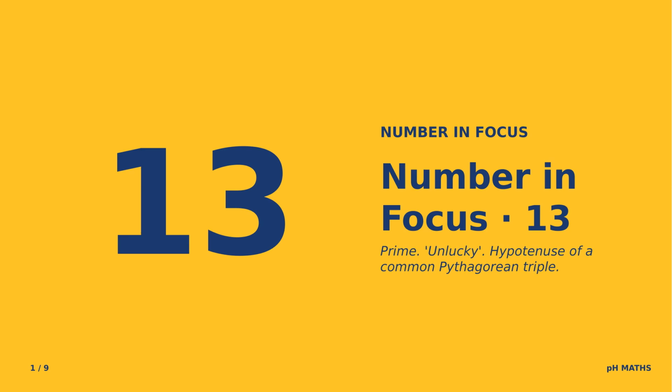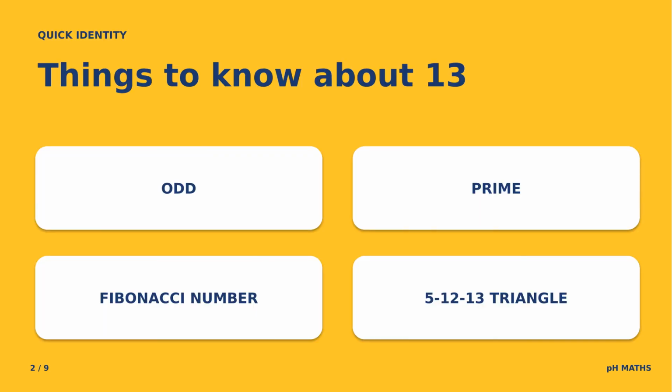Quick identity check. 13 is odd. 13 is prime. 13 is a Fibonacci number: 1, 1, 2, 3, 5, 8, 13, 21. There it is, the 7th term. And 13 is the hypotenuse of the 5, 12, 13 right triangle, the second most common Pythagorean triple after 3, 4, 5. 3 categories at once.